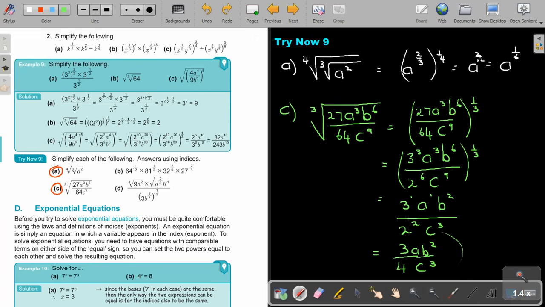I repeat this. Do each and every sum, because if you're not good at indices, you're going to struggle when we come to logs and things like that.